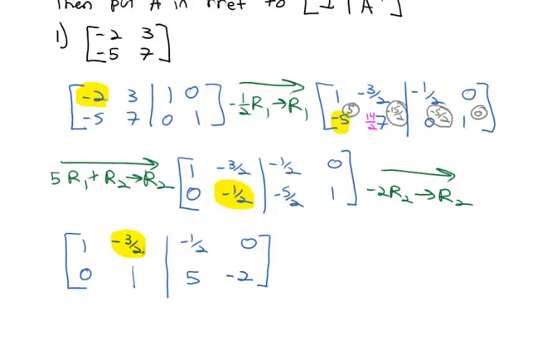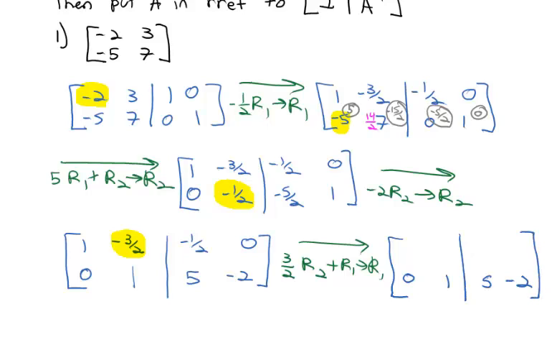Now we just need to get a 0 above it, and we will have that reduced row echelon form, or the identity, on the left. We do that by multiplying by the opposite, which would be a positive 3 halves, times row 2, add it to row 1 to get the new row 1. And when we do that, we'll have the bottom row unchanged, 0, 1, 5, negative 2.